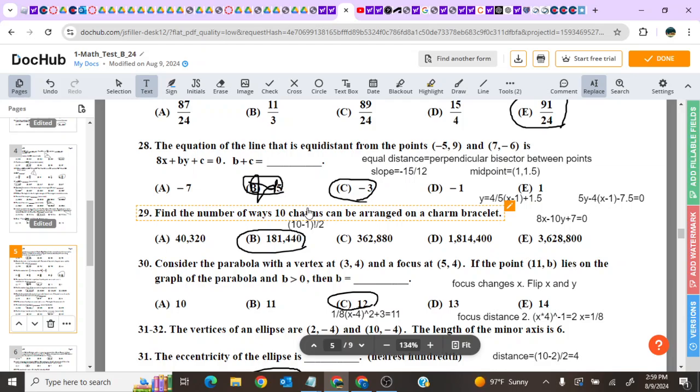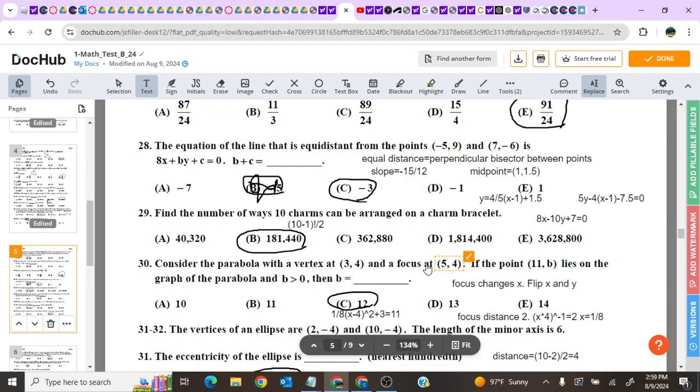Consider the parabola with vertex 3, 4 and a focus at 5, 4. Point 11, B lies on the graph. B is greater than 0. Then what is B? You'll notice that normally the focus is actually a change in x, which should raise some red alarms, because normally the focus is right above a parabola, and so the y changes. So that means to make things easier, we'll be flipping the x and y's on everything we do here.